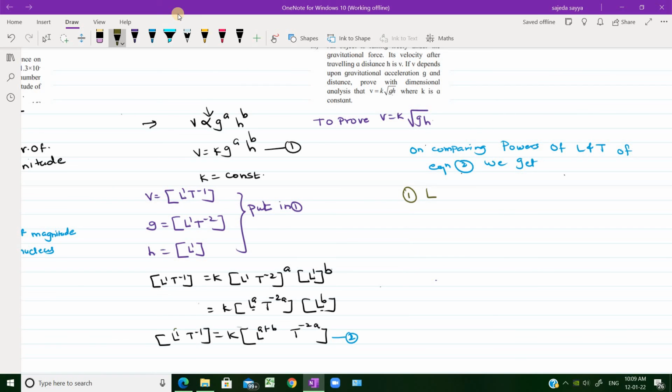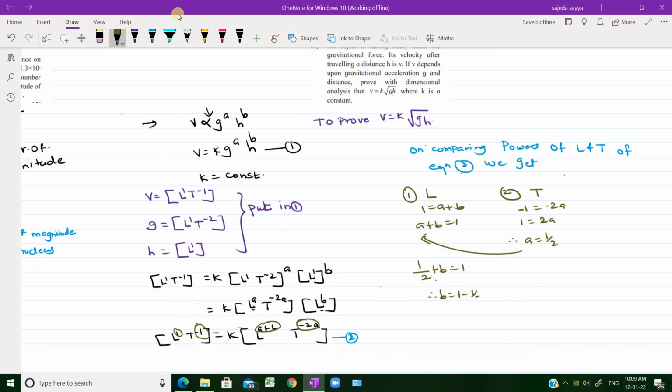On the LHS there is 1, on the RHS there is a plus b. So a plus b equals 1. On comparing power of T, on the LHS it is minus 1, on the RHS it is minus 2a, so minus 1 equals minus 2a. Cancelling the negative sign, 1 equals 2a, therefore a equals 1 half. On substituting this a in the equation, we get 1 half plus b equals 1, therefore b equals 1 minus half, that is b equals half.